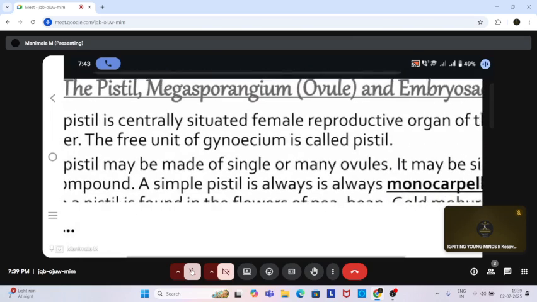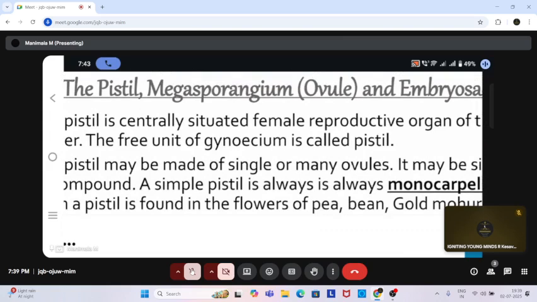Now we are going to discuss the female reproductive part. The female reproductive part we can call pistil, carpel, or megasporophyll. These are the names we can give for the female reproductive part, which is made up of three parts.